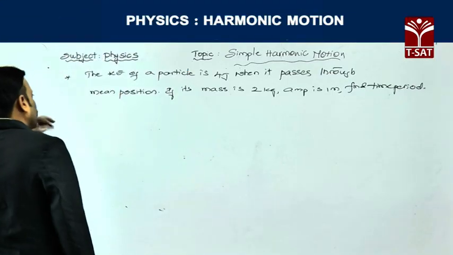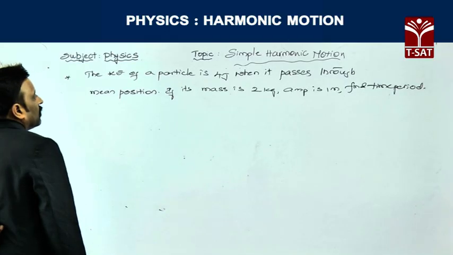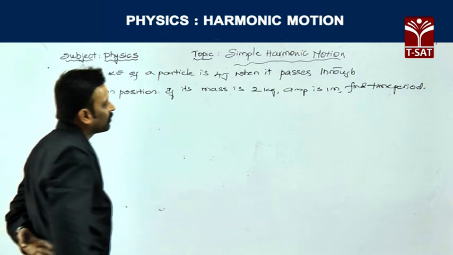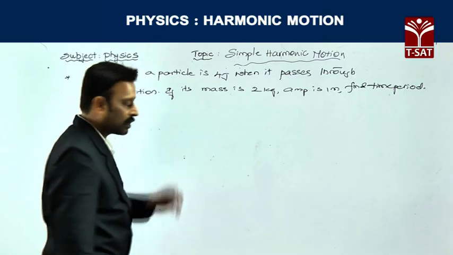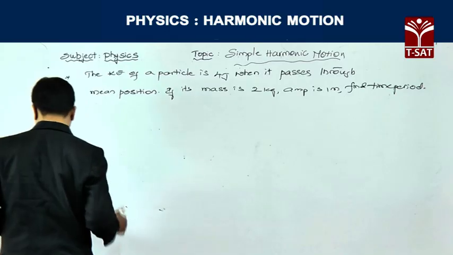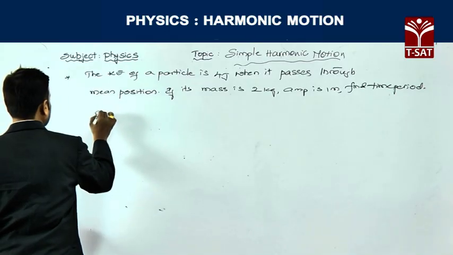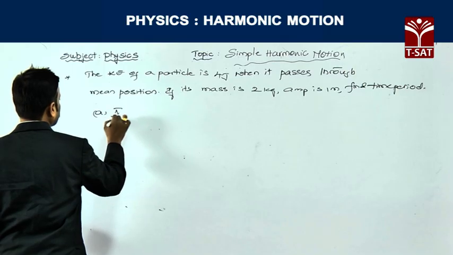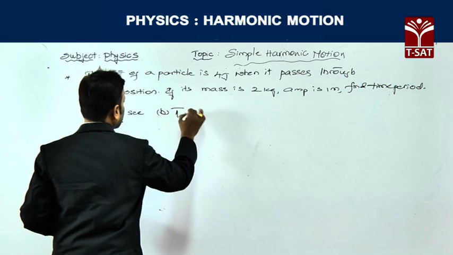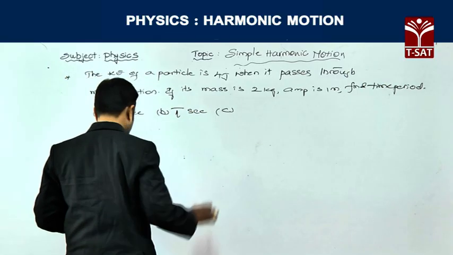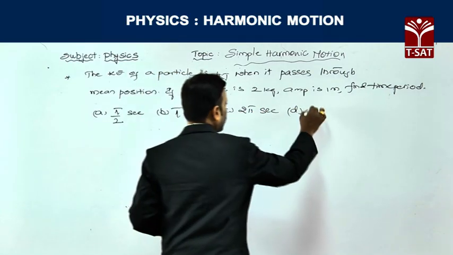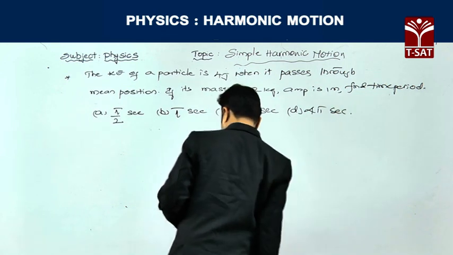The kinetic energy of a particle is given as 4 joules when it passes through its mean position. The mass of the particle is given as 2 kg with amplitude 1 meter. You are asked to calculate its time period of revolution. Now, the given options are, first one pi by 2 seconds, second one pi seconds, third one 2 pi seconds, and the last one 4 pi seconds.